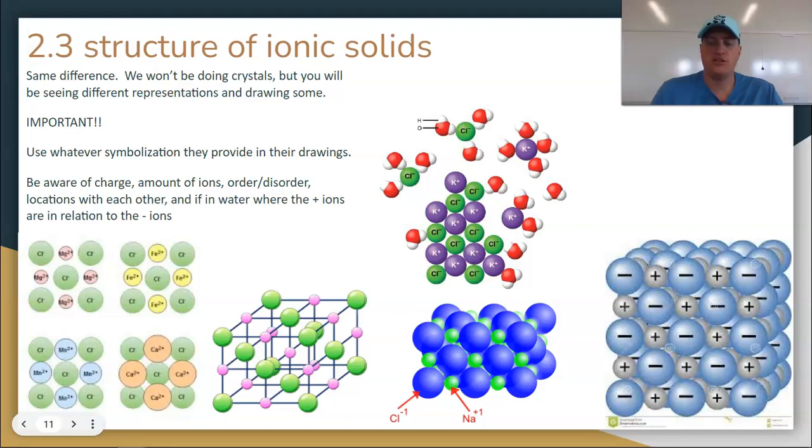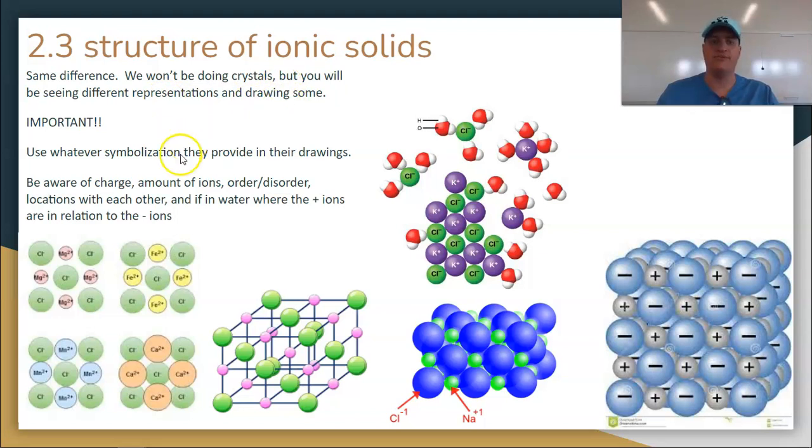2.3 structured solids. This is the graphical representation, or I should say a depiction of ionic solids and the different ways they show them. So I want to make sure that you're pretty good with the symbolization that you need to demonstrate when looking at one of these or drawing one of these. So we won't be doing the types of crystals and all that kind of stuff. That won't be part of representations at all.